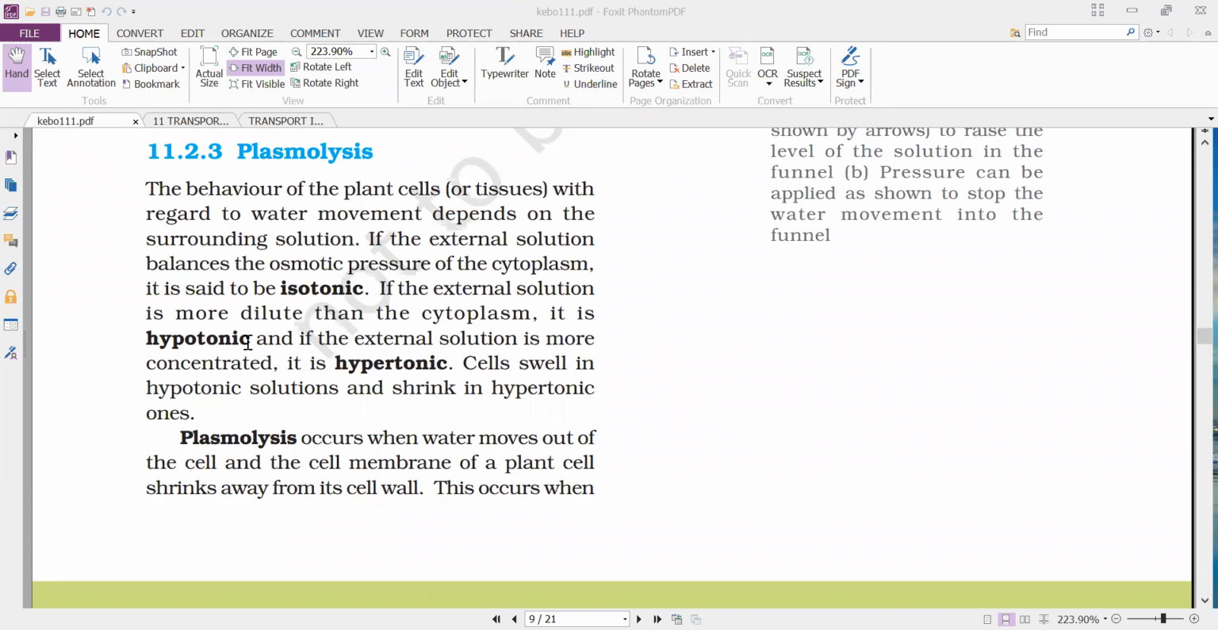If the external solution has a lower concentration than the cytoplasm of the cell, then we say that the solution is hypotonic to the cytoplasm. If the concentration of the external solution is higher than the cytoplasm of the cell, then we say that the solution is hypertonic.